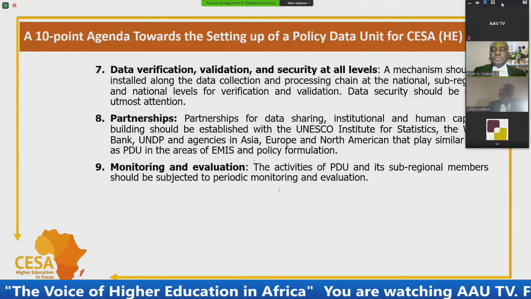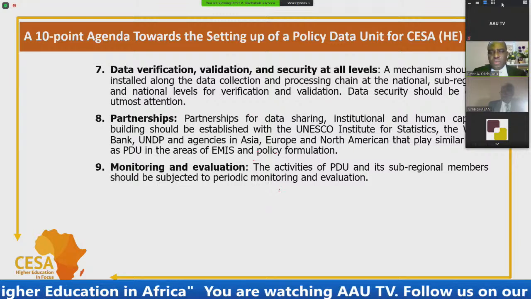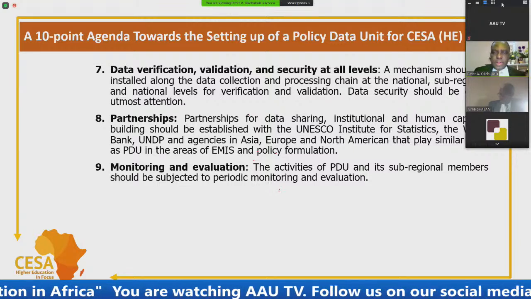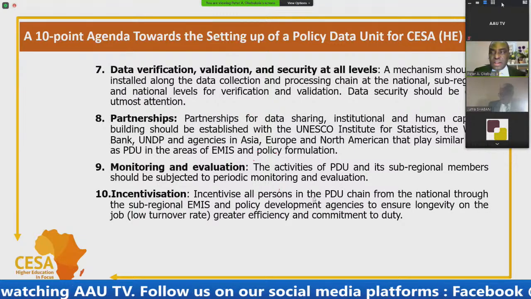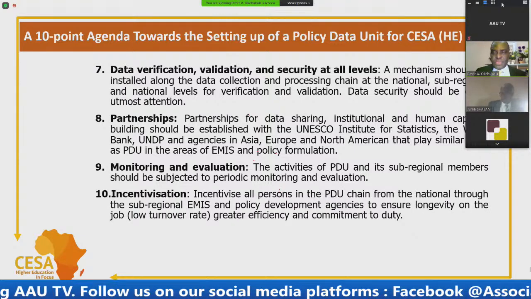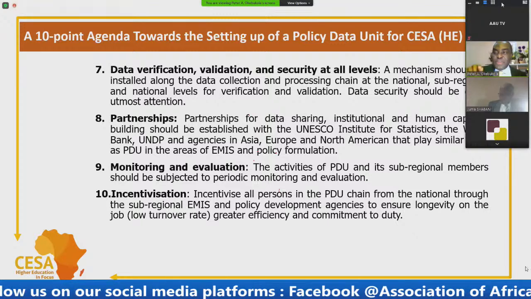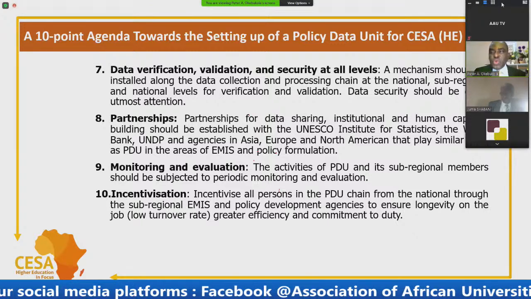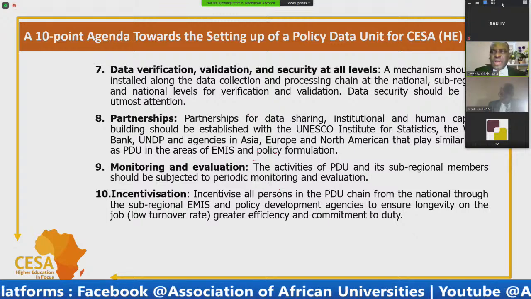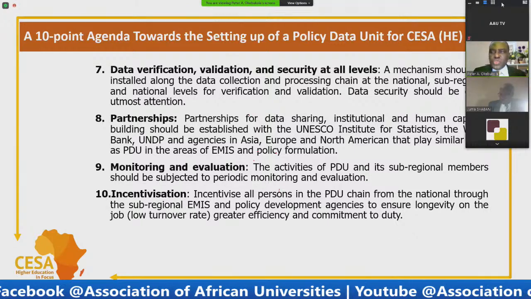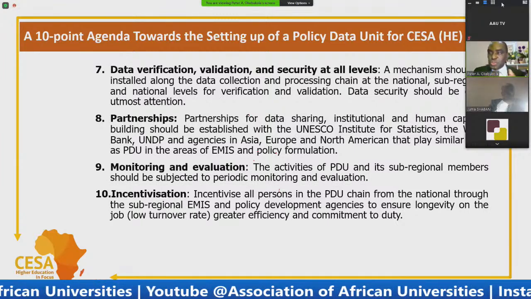And then monitoring and evaluation is number 9. We have to conduct periodic monitoring and evaluation. And number 10, extremely important, like the others, we have to incentivize all the persons in the PDU chain. If you do not give them some special remuneration, the turnover rate will be very, very heavy. And you train them and they go, and you are back to square one or square zero.